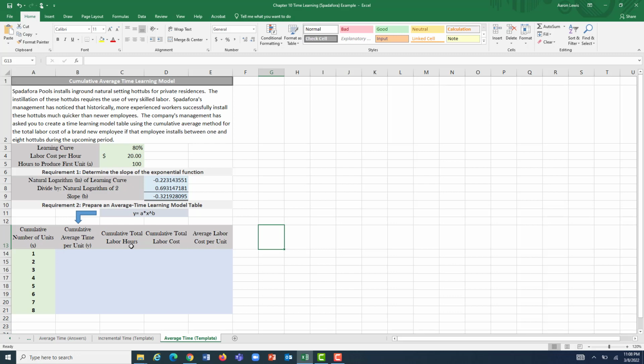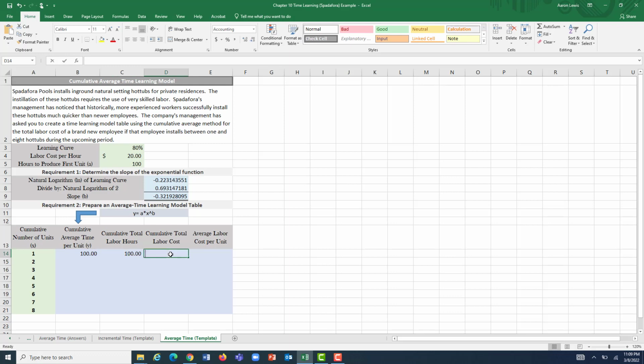Now we can start off with our first set of numbers here. The formula doesn't change. It's still A times X to the B power. A is always how long it takes you to install the first hot tub, times X, the number of units you have put in. This is still the first one, so we're just going to click the 1 to the power of our slope. And it's 100, as it should be, because that's the amount of time it takes to produce the first unit. Our cumulative labor hours at this point will be 100.